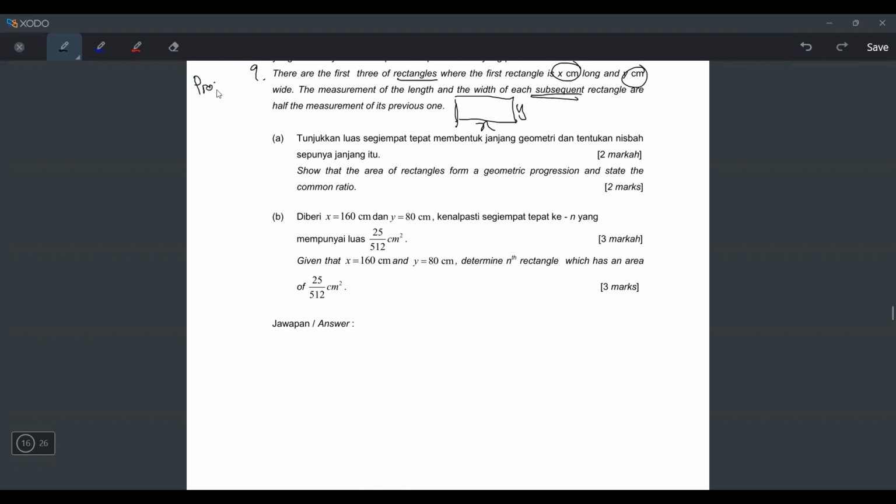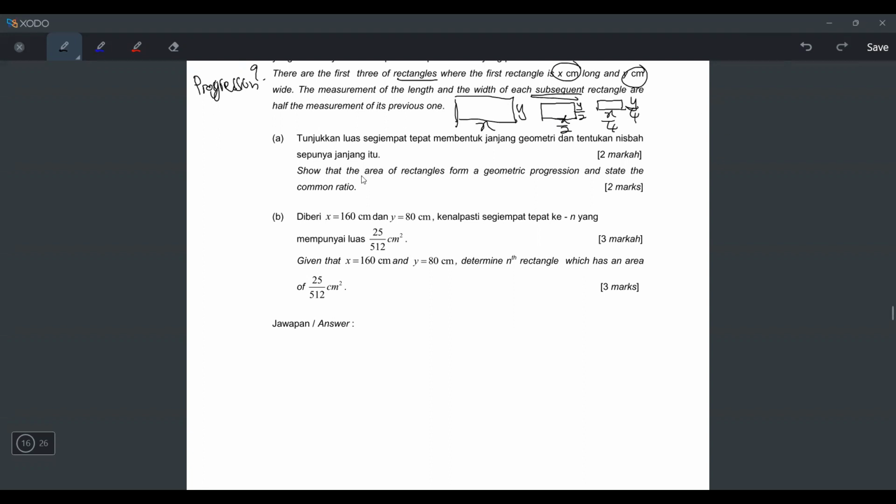This is definitely progression based on it. Just because they say subsequent, and they say half of it, right? So the rectangle will be smaller, definitely, and the x will be x over 2, the y will be y over 2 because half of the measurement. Then the next rectangle is even smaller, and this will be x over 4, y over 4, and then the next one will be x over 8, y over 8. Means every time you divide by 2.